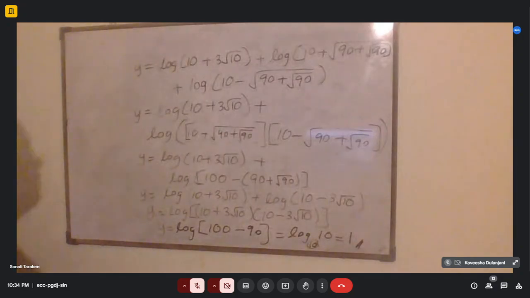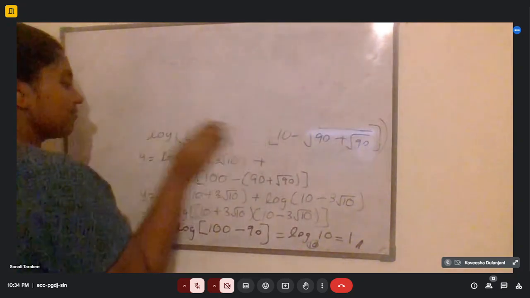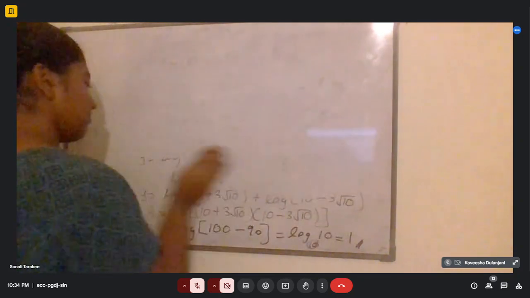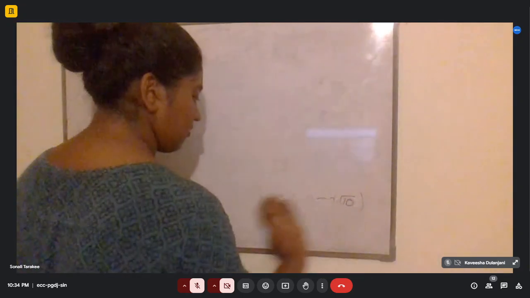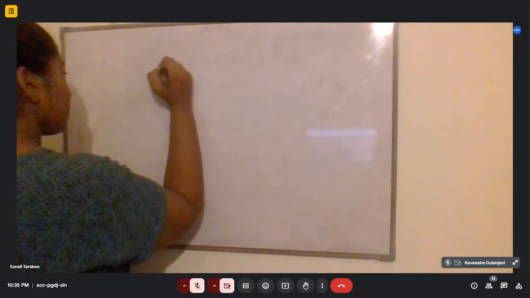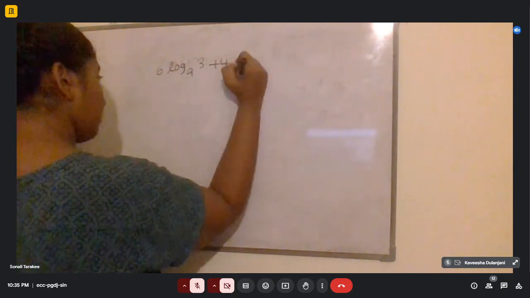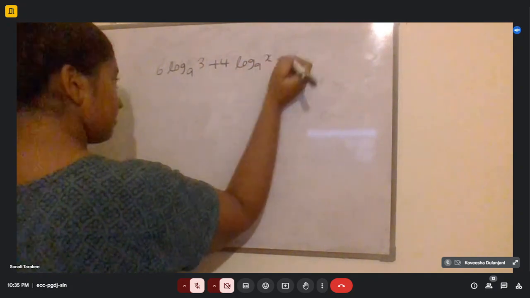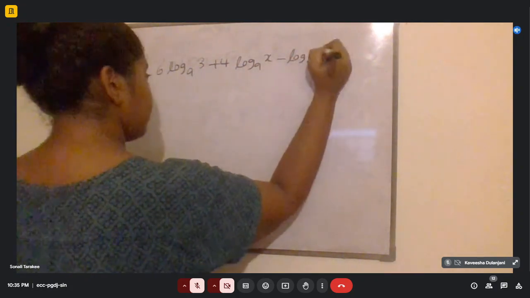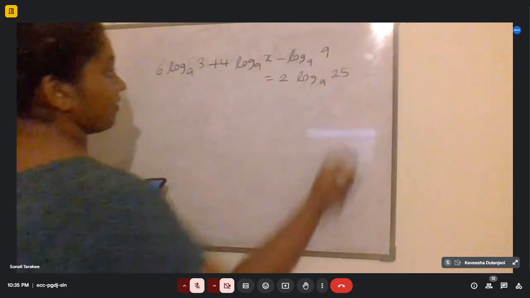Next one. 6 log a to the base 3 plus 4 log a to the base x minus log a to the base 9 equals 2 log a to the base 25.